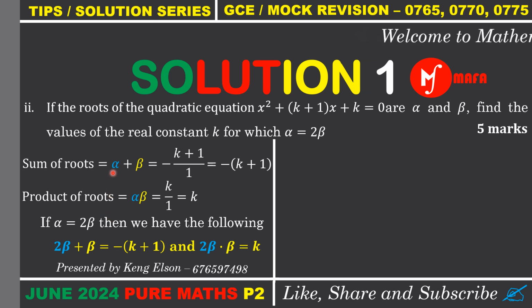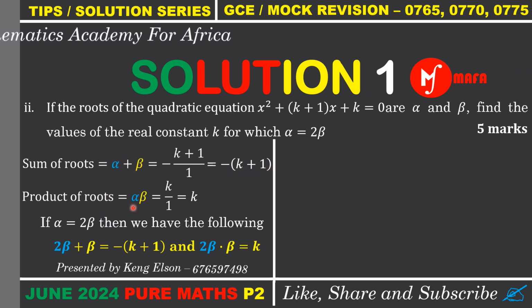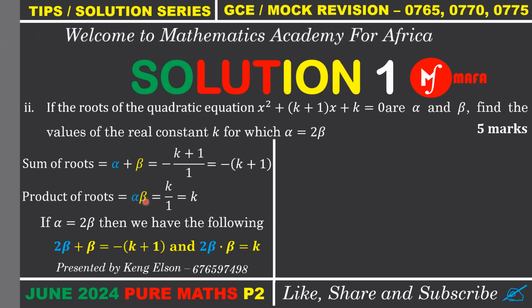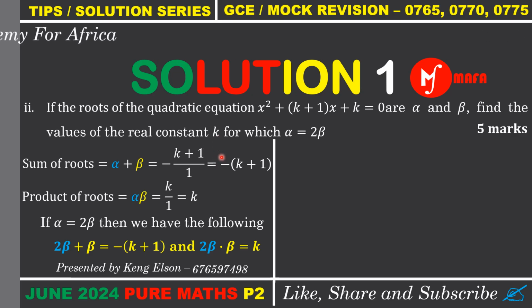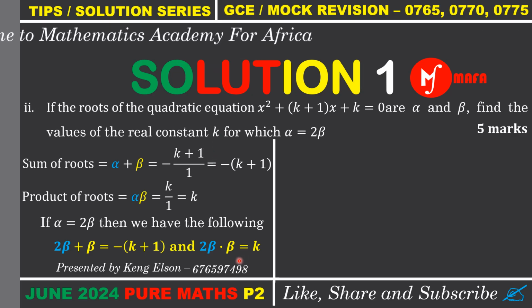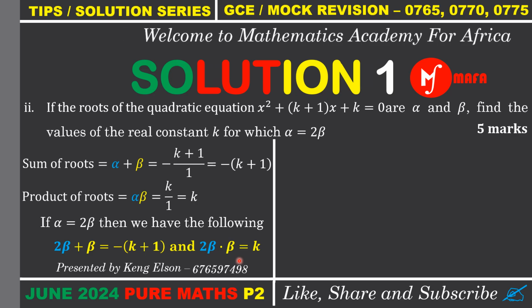So in the first one, you have 2 beta plus beta equal to negative into k plus 1, and in the second, we have 2 beta times beta equal to k. Since we are finding the values of a constant k, we are going to eliminate beta so that we have an equation only in terms of k.